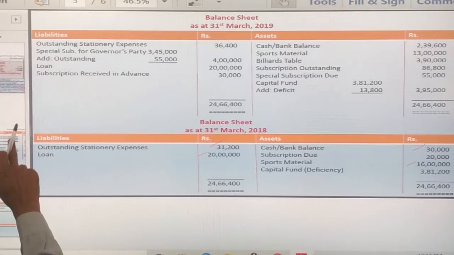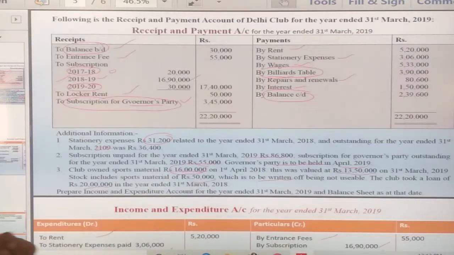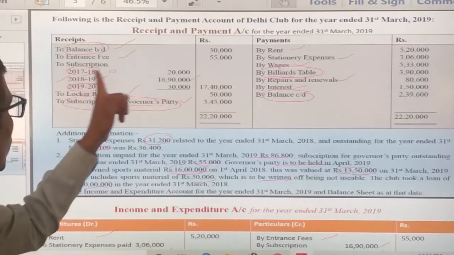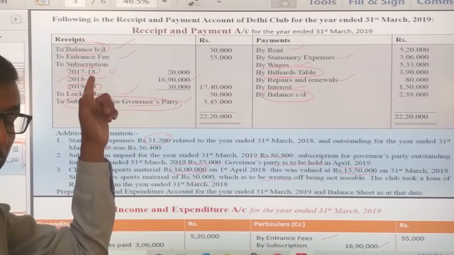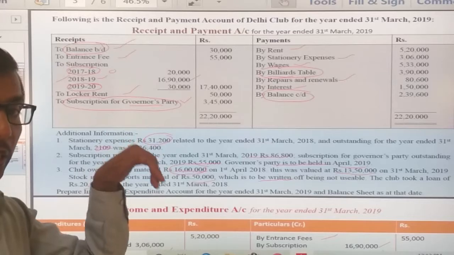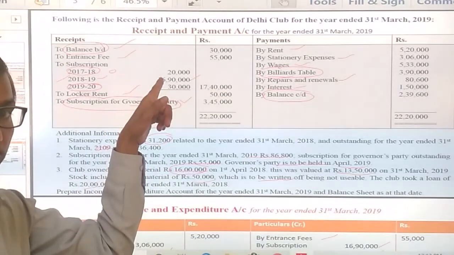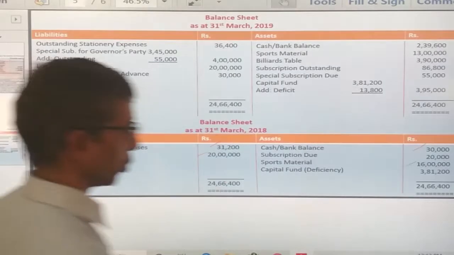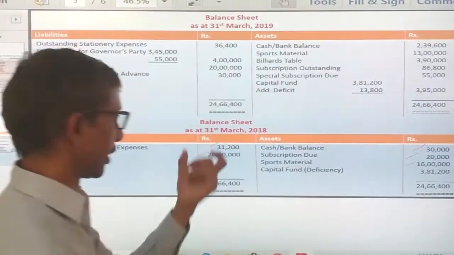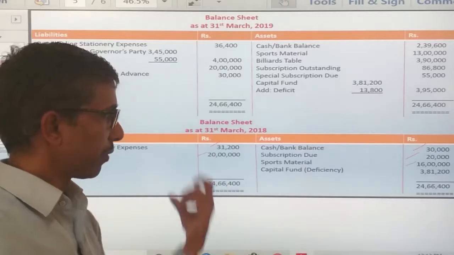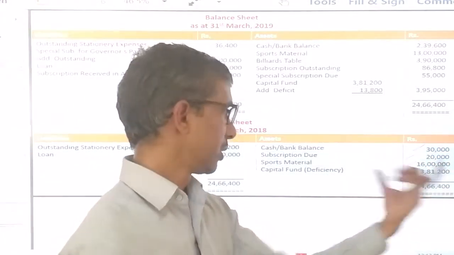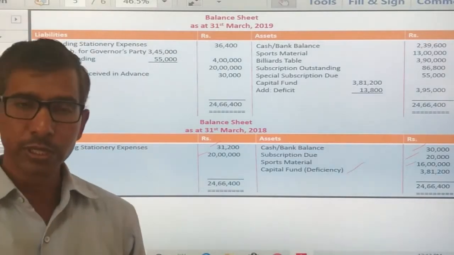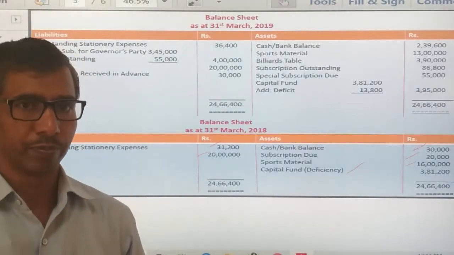And then it was given that 20,000 rupees subscription outstanding was received during the current year. So it was outstanding in the beginning, and that also we have to show here. After this, make the total. This side is more. From this side total, deduct these three items. This will come as the capital fund. This is the negative balance of capital fund.